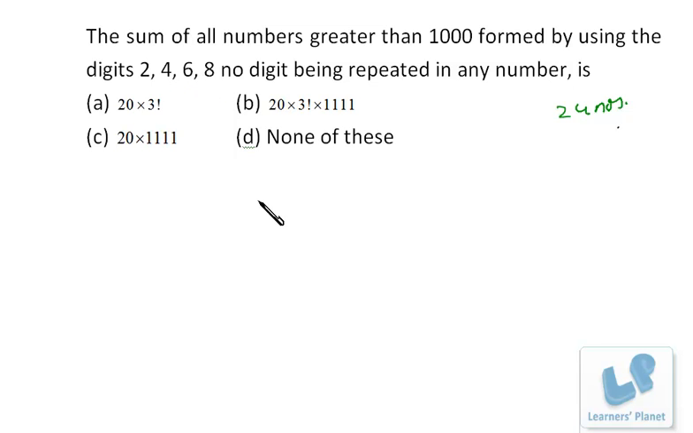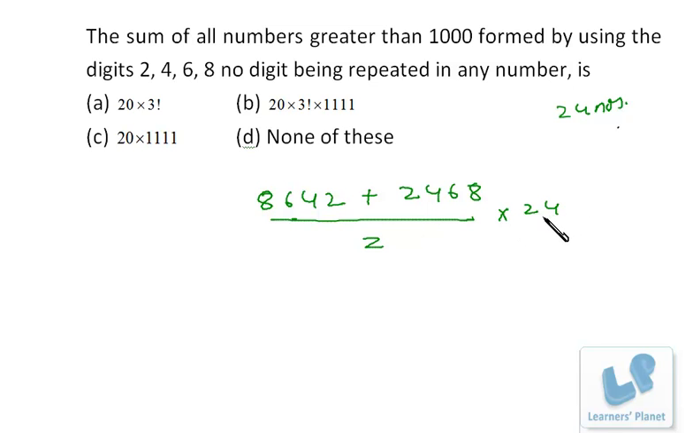Now what is the biggest number that will be formed? That is 8, 6, 4, 2. And what is the smallest number formed? That is 2, 4, 6, 8, right? So this is the biggest number, this is the smallest number. If we find the average, we will get the average value of each number. This is the average value of one number, and average value into 24, that means the total numbers, will give us the total sum. So this also can be done.